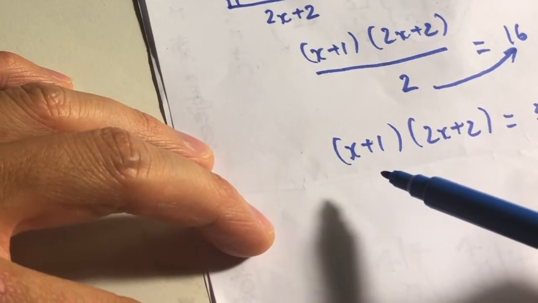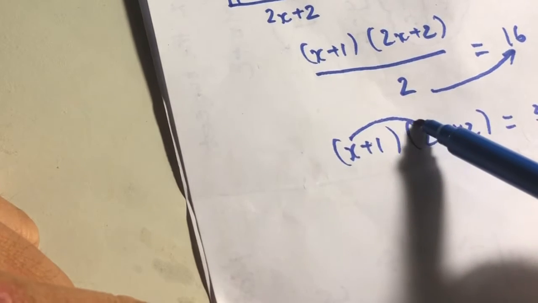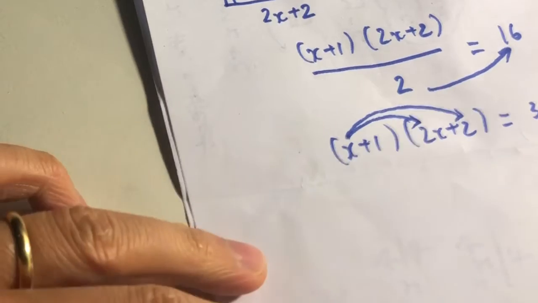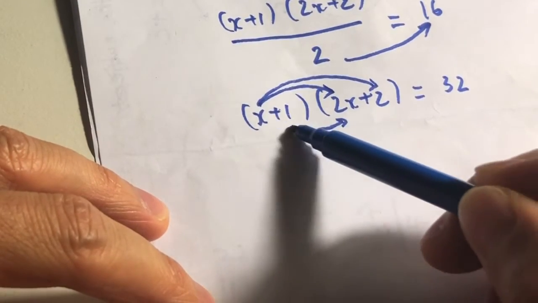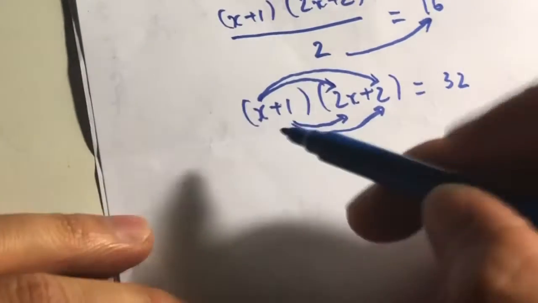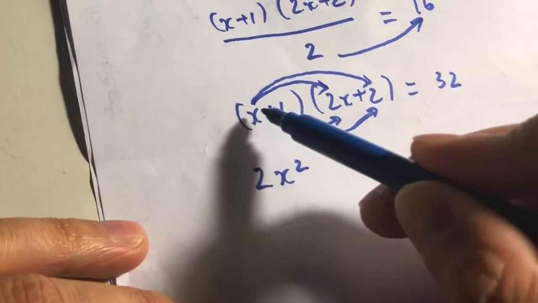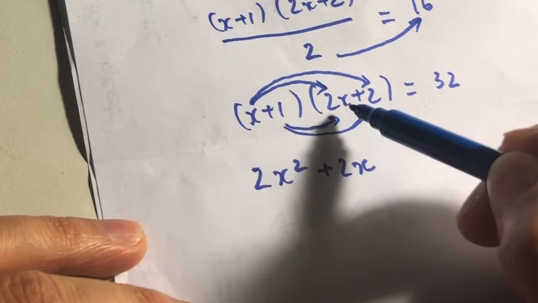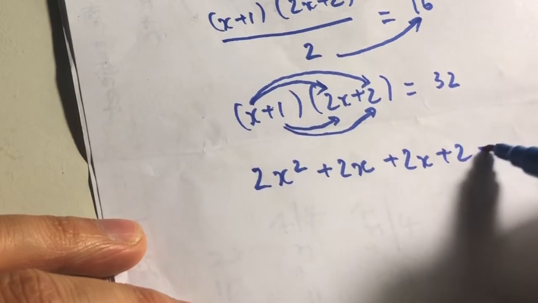So the next step we're going to do is obviously expanding brackets. Again, the most effective way to expand the bracket is to do the double rainbow technique. And then 1 times 2, and then 1 to here. There you go. So you make sure you don't miss a thing. So x times 2x gives you 2x squared. x times 2 is plus 2x. And 1 times 2x is plus 2x. 1 times 2 is 2, equals 32.